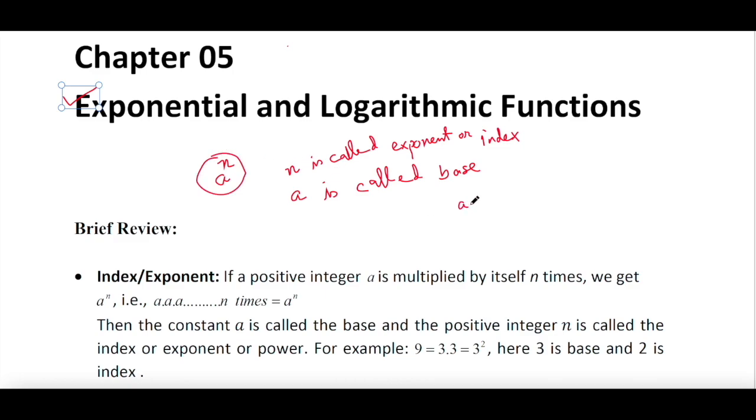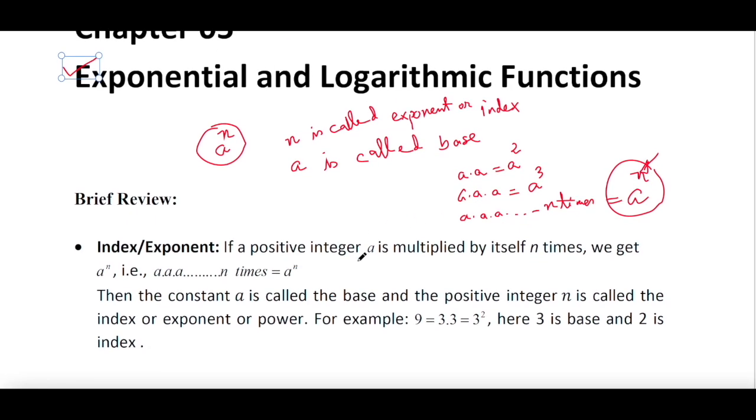So the question is where this expression comes from. If you multiply a 2 times, then you will get a square. If you multiply a 3 times, then you will get a cube. Similarly, if you multiply a n times, then you will get a to the power n. And that's why here n is called exponent and a is called base.